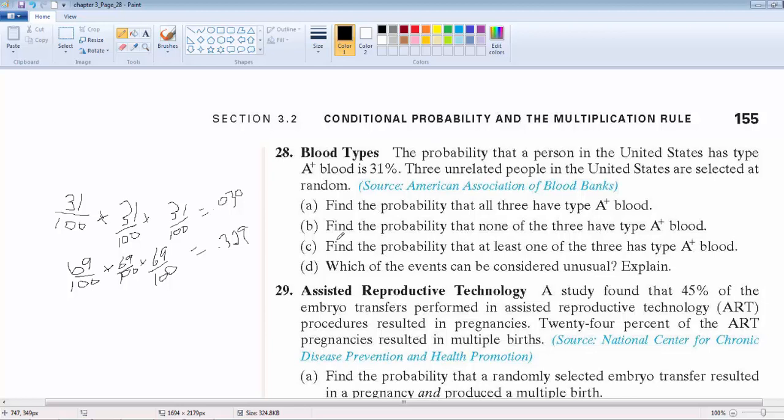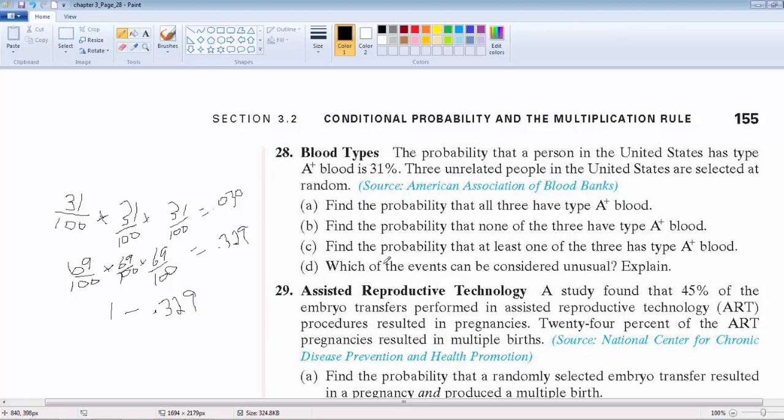Find the probability that at least one of the 3 people has type A positive blood. Well, what you will realize here is that at least one is the complement of none. Because none of them having it means that this will work with one person having it, 2 people having it, or 3 people having it. This would be none of them having it. So the best way to calculate this is simply 1 minus 0.329. That'll give me an answer of 0.671.